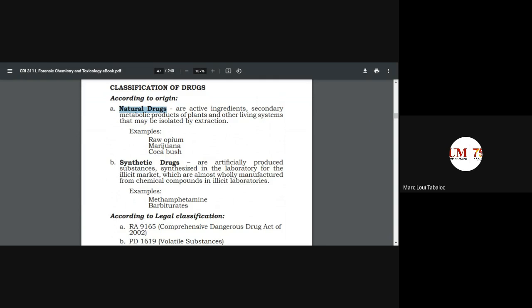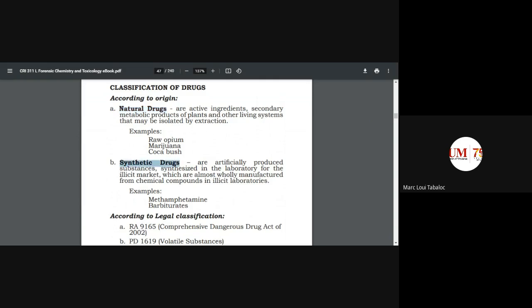For example, marijuana. Yan. Mary Jane. Yan. Happy for 20. Of course, yung coca bush. Yung coca bush na plant. And of course, yung raw opium. Highly addictive natural drug. Yan. Organic in general. Mga herbs, five fingers ba yan? Or kung ano ba yung mga ginagamit nilang terms dyan.